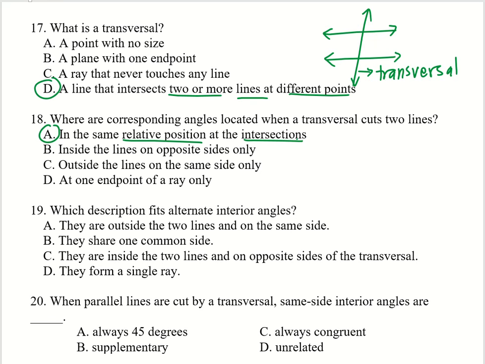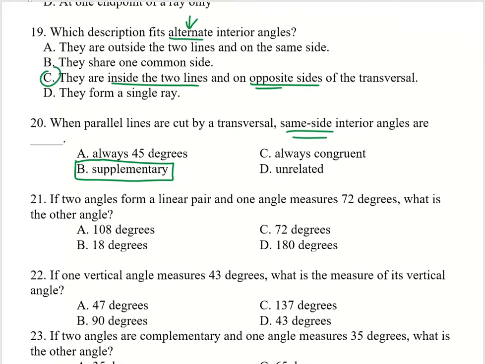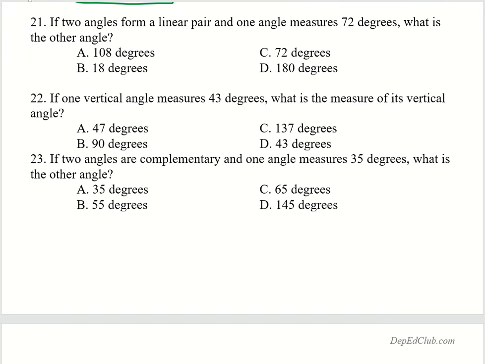19, which description fits alternate interior angles? Alternate interior angles are inside the two lines and on opposite sides of the transversal. Inside the two lines, opposite sides. So alternate, opposite. 20. When parallel lines are cut by a transversal, same side interior angles are supplementary. Ang supplementary lang po natin ay same side. Other than that, they are all congruent, yung mga corresponding, alternate, and vertical angles.